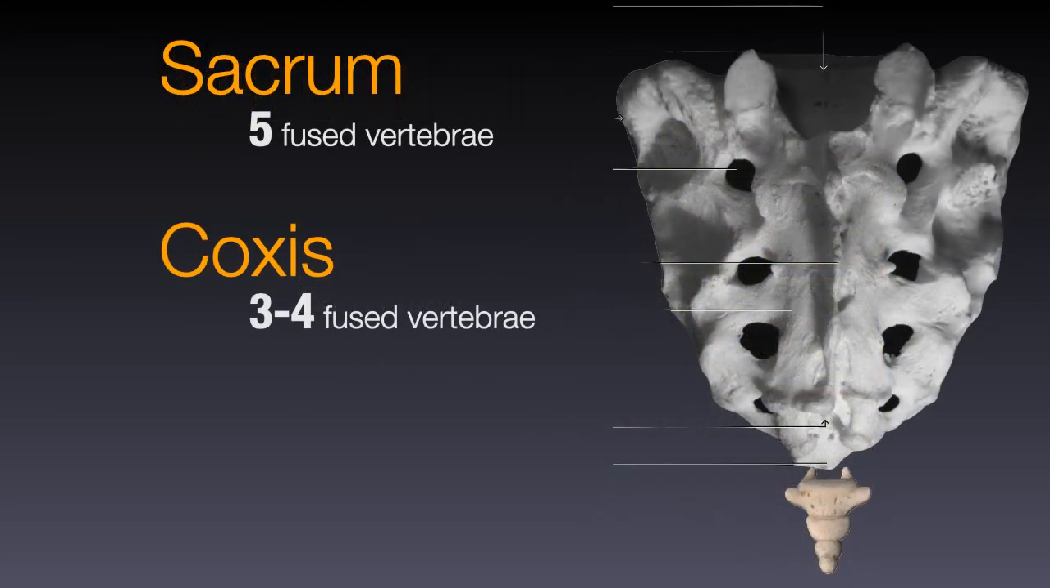The last lumbar vertebra is also called L5, articulates with a big bone, which is called the sacrum, and this bone is made up of 5 fused vertebrae. In turn, the sacrum inferiorly articulates with a tiny bone. It's called the coccyx, and this one is also made by the merging of 3 to 4 vertebrae.